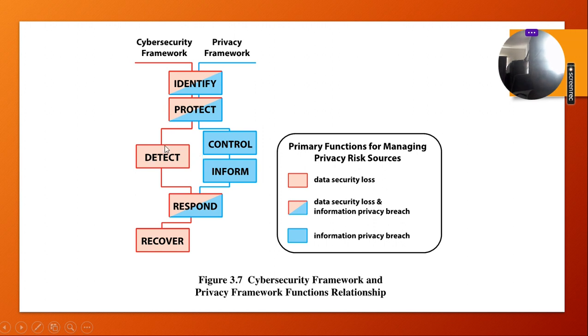Then to detect, we detect the security issues, right? Then under control, we control what private information we release. We make information private. Control and inform are for privacy of information. Respond: we have to respond to both the security loss and the privacy breach. And then recover. Recover is for security, how much we have recovered. So this is what this figure is showing, the relationship between the cybersecurity framework and the framework function for privacy.